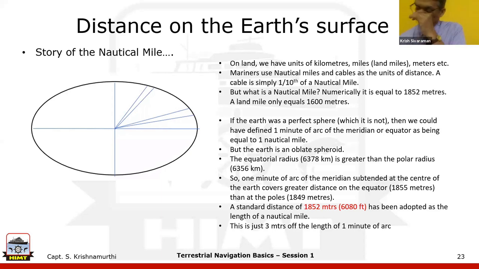Let me start with the last question first. There is no difference between course and heading. Heading is how the ship is headed, the fore and aft line of the ship. We use the word course to describe the direction of travel of the ship. Otherwise, course and heading for all practical purposes is one and the same.